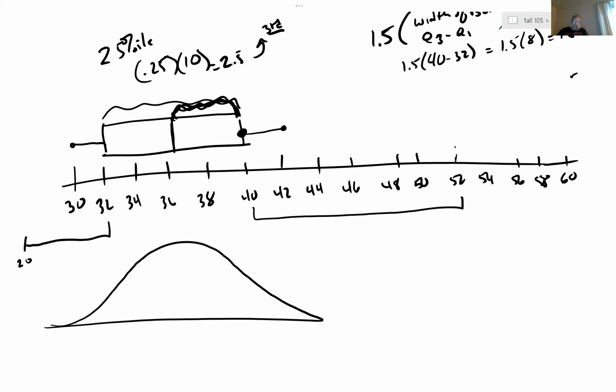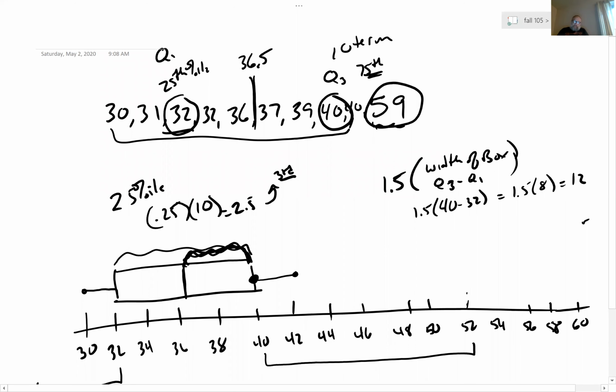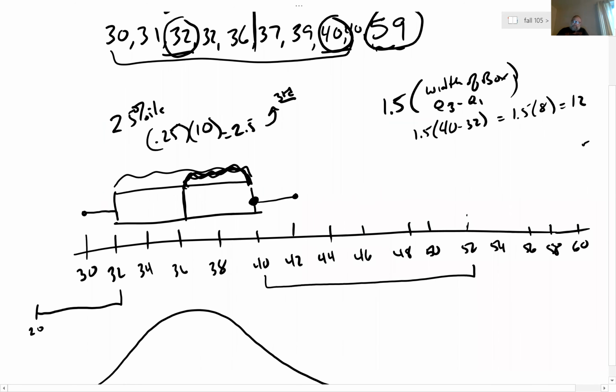Always go find your median, first quartile, third quartile, graph them, take 1.5 times the width of the box, go out on both ends. That's where the weirdos are. Anything beyond that, just make a point, don't connect it, and connect the next one down that is not a weirdo. Okay. Not much to them. There'll be one on the test. There'll be one question about a percentile on the test.